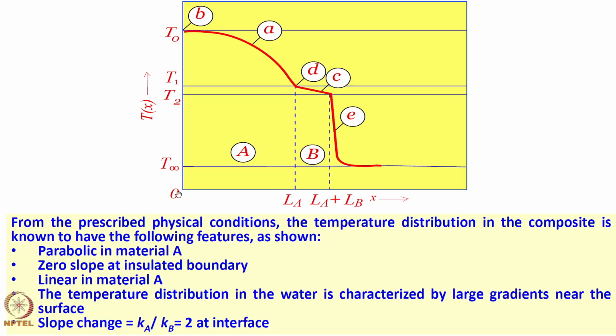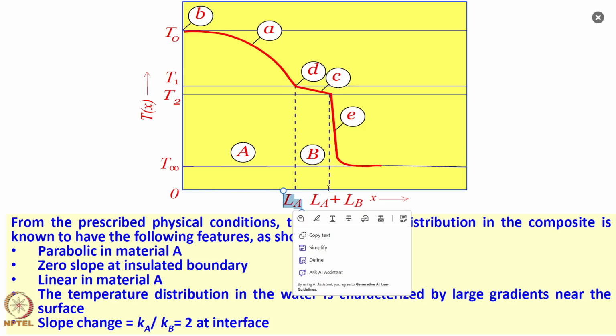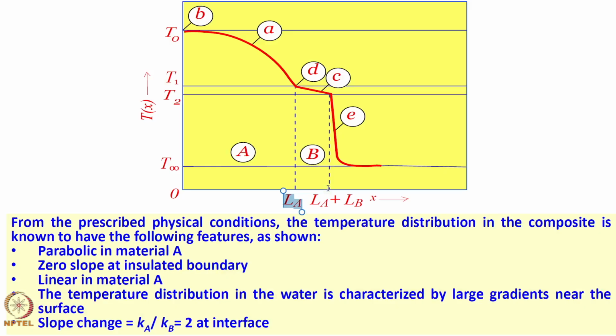So, x is equal to 0, x is equal to LA, LA plus LB, and further downwards. Okay. So, let us just go back. 0 slope at insulated boundary, that is what is indicated by dt by dx equal to 0. So, I will not have this going and joining at some angle, it has to be horizontal. The tangent to this temperature curve should be horizontal, dt by dx equal to 0, that is important.